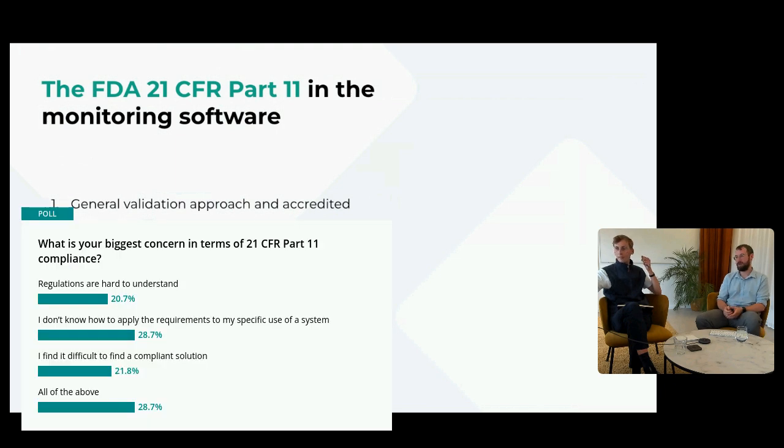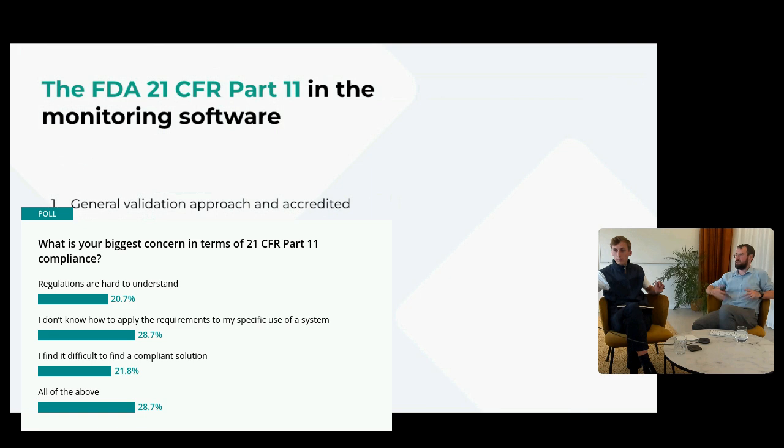Yeah, so maybe we'll already now have some. Okay, so that's a fairly rectangular distribution, I think. So we have some general feedback on the regulations are hard to understand. It's hard to understand how to apply the requirements, and find it difficult to find a compliant solution. And I think those are all equally valid, and some even said all of the above.